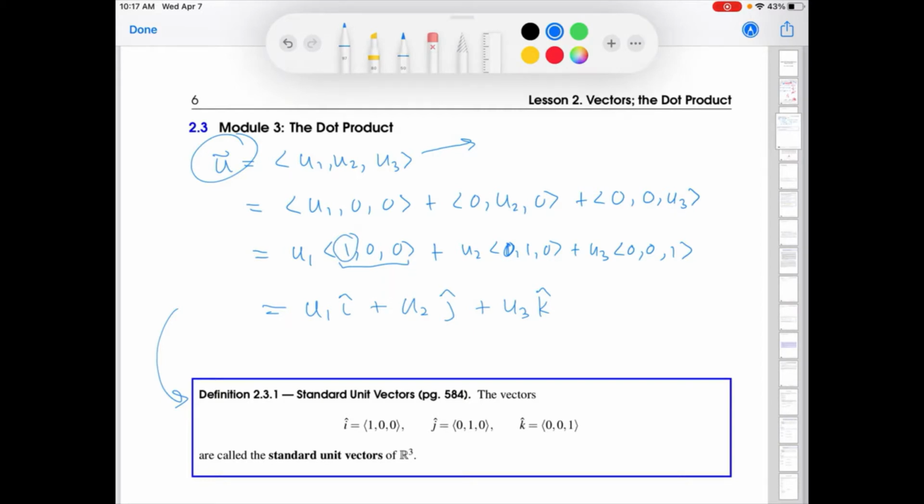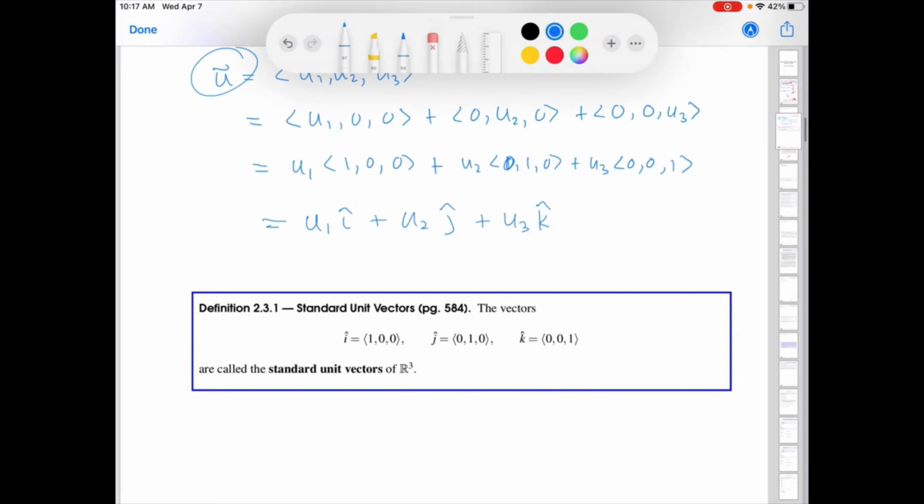So when I add the squares of these components, I always get 1. Then I take the square root, I get 1 again. So it's a length 1 vector, it's a unit vector. And then i refers to the fact that the x component is 1. j refers to the fact that the y component is 1. And then k refers to the fact that the z component is 1. And all of the other components in these vectors are 0. Great, so these are the standard unit vectors.